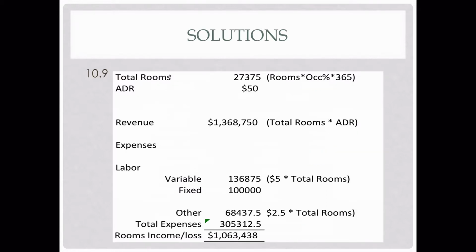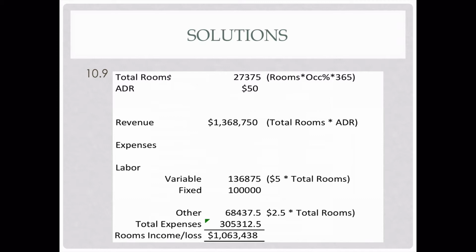Then for 10.9, we've got a room, and we're using a pretty simple and common method for forecasting our room's income or loss. Somewhere along the way, we calculated that it costs us $5 a room in labor and $2.50 a room in supplies, and we've got a fixed cost of $100,000 for our room overhead. So the first thing we need to do is calculate our total rooms. We do that by taking rooms available times occupancy percentage times the days in the period, and we're doing this for a year, so it's 365.